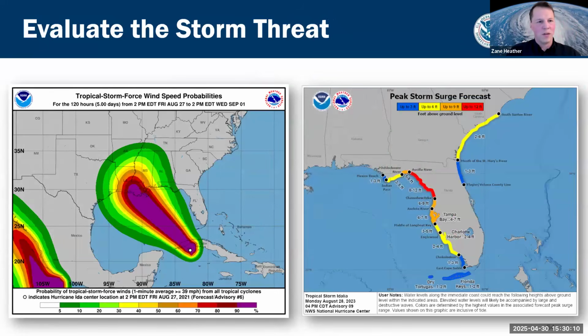On the left, you've got graphical wind speed probabilities. You saw how this was developed, essentially a probabilistic approach to the wind that you could potentially feel in that specific location. It is important in informing and influencing your decisions because it'll tell you what the chances of feeling this hazard are.